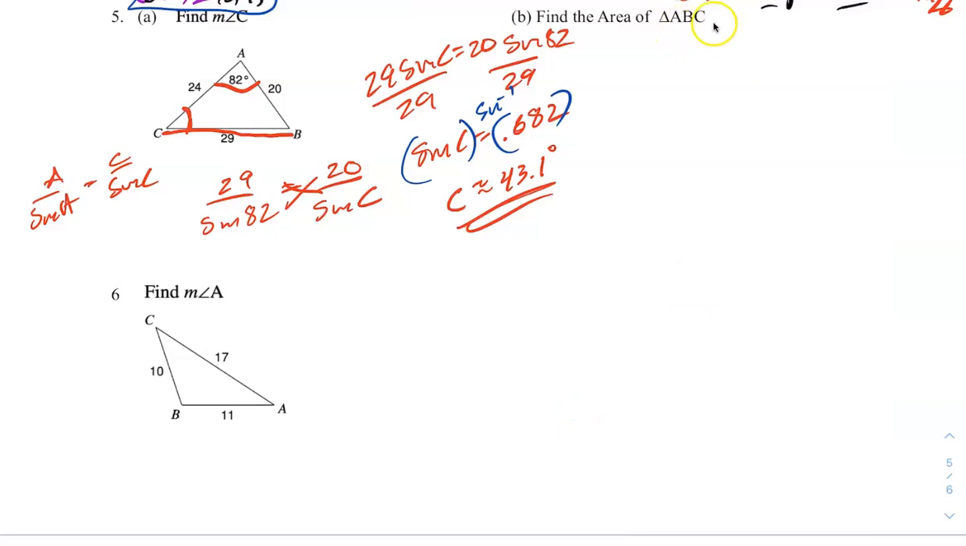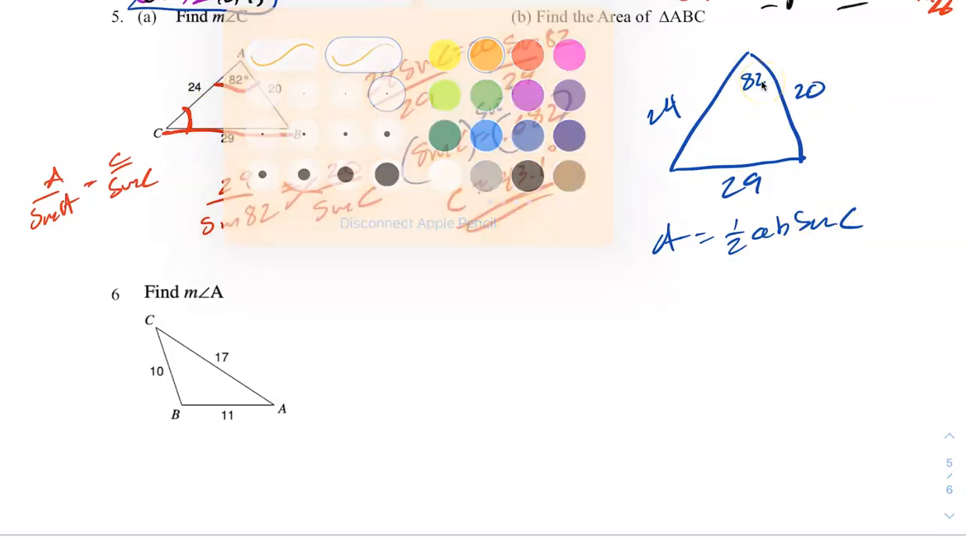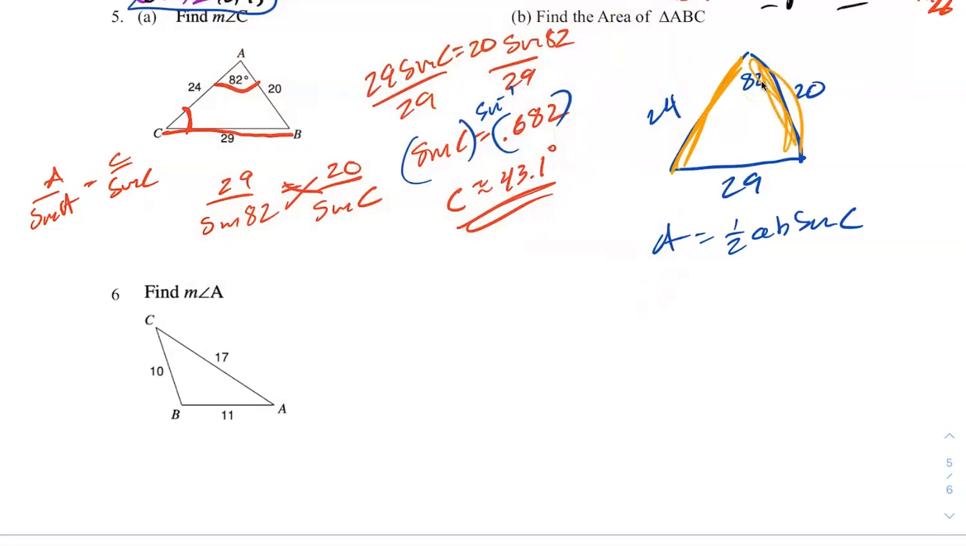Next one, find the area of triangle ABC. Let me rewrite it so you can see it beforehand. In the formula sheet up there, it tells you the area equals 1/2 ab sine of C. Now, the key thing with this is that it's two sides and the angle between. I have this side and the angle between them. So this is just going to be 1/2 times 24 times 20 times sine of 82. Then you just put that in your calculator.